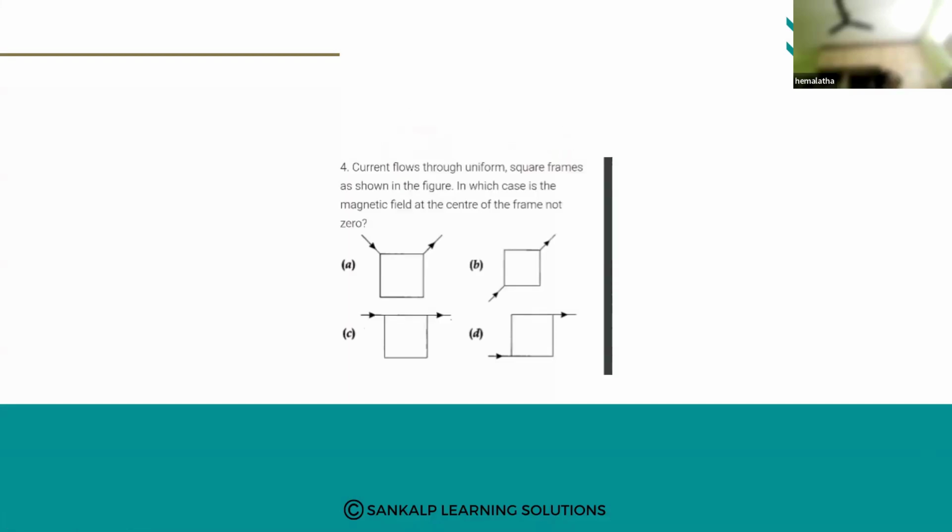Current flows through uniform square frames as shown in the figure. In which case is the magnetic field at the center of the frame not zero?